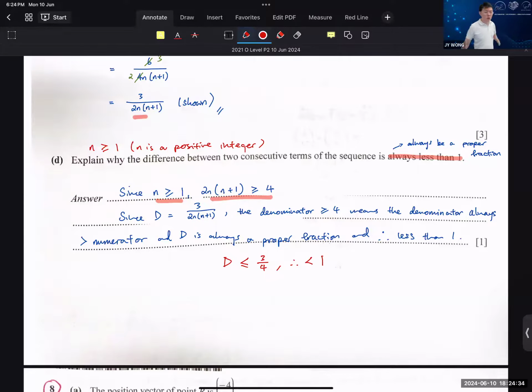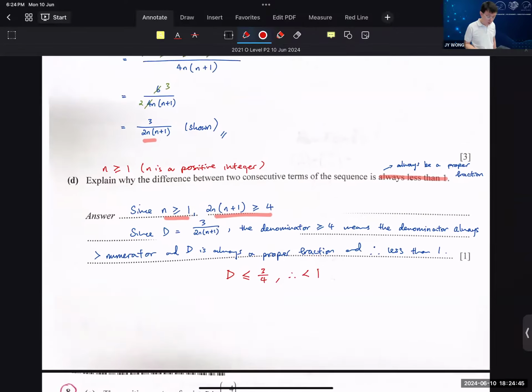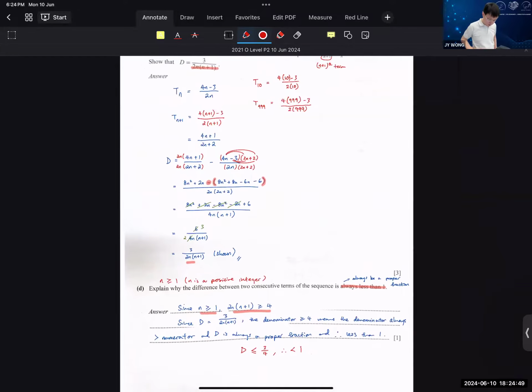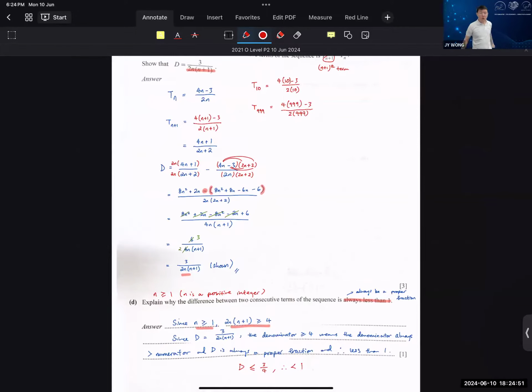So for 1 mark, even if you don't know how to, this is the logic behind it. It's not a very common question type, so it requires some thinking. But thankfully, the rest of the question is quite straightforward. Every year they will test number patterns, but you notice they don't just test number patterns. Usually when they test number patterns, they will test it with something else, like in this case, algebraic fractions.